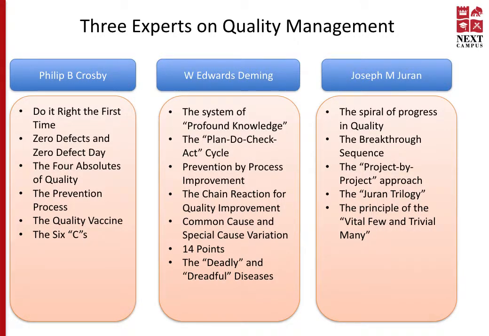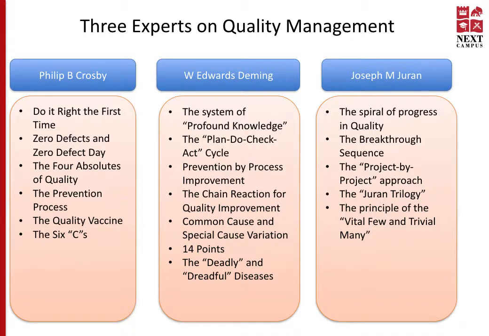So the three experts on quality management said almost the same thing about quality, but from different perspectives. Philip Crosby talked about doing anything right the first time. He talked about having zero defects and a zero defect day in organizations to ensure people focused on eradicating gaps between the product specifications and what is actually being produced. He talked about the prevention process, where he said organizations should focus more on investing in preventing defects. He introduced the quality vaccine and the 6 C's.